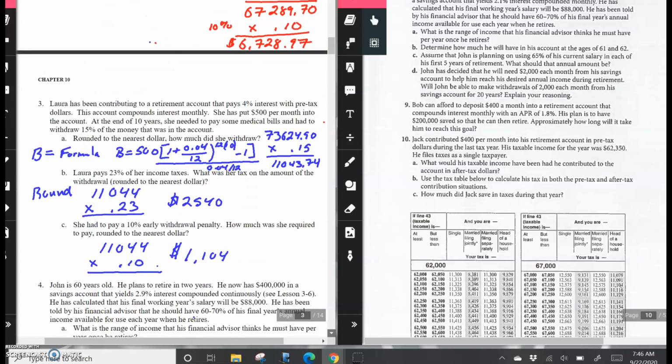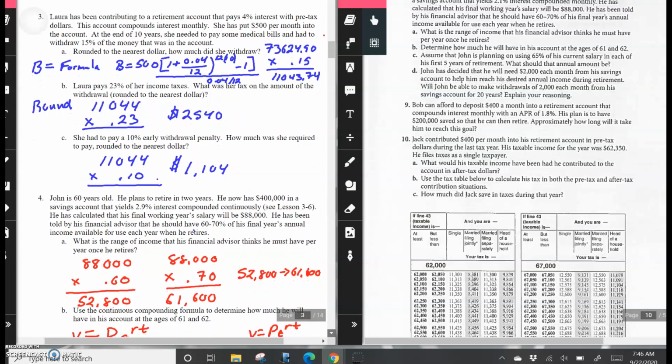Okay. Number 3. Laura has been contributing to a retirement account that pays 4% interest with pre-tax dollars. This account compounds interest monthly. She has put $500 per month into the account. At the end of 10 years, she needed to pay some medical bills and has to draw 15% of the money. Okay, so again, initial deposit of $500.